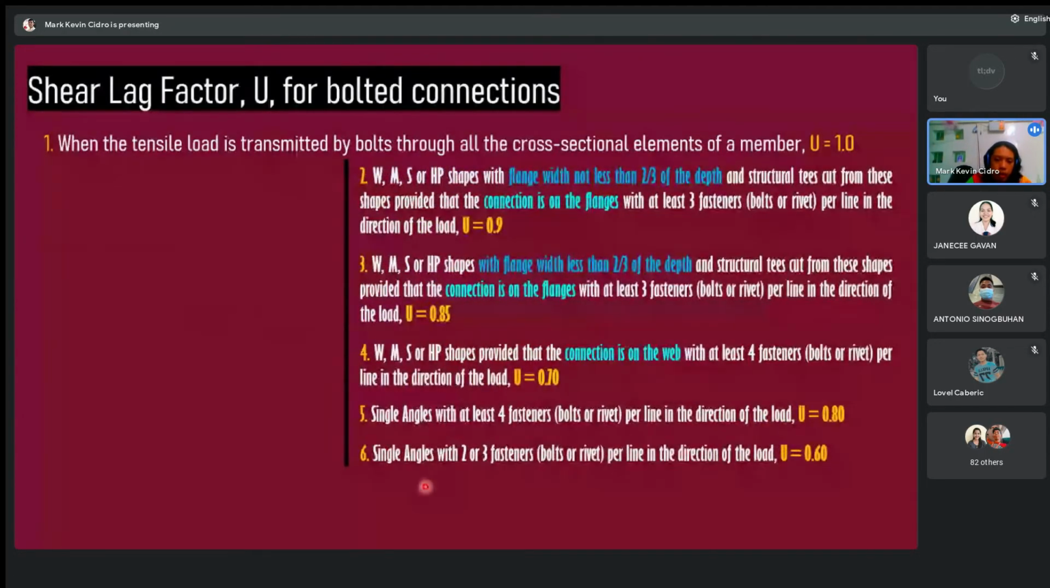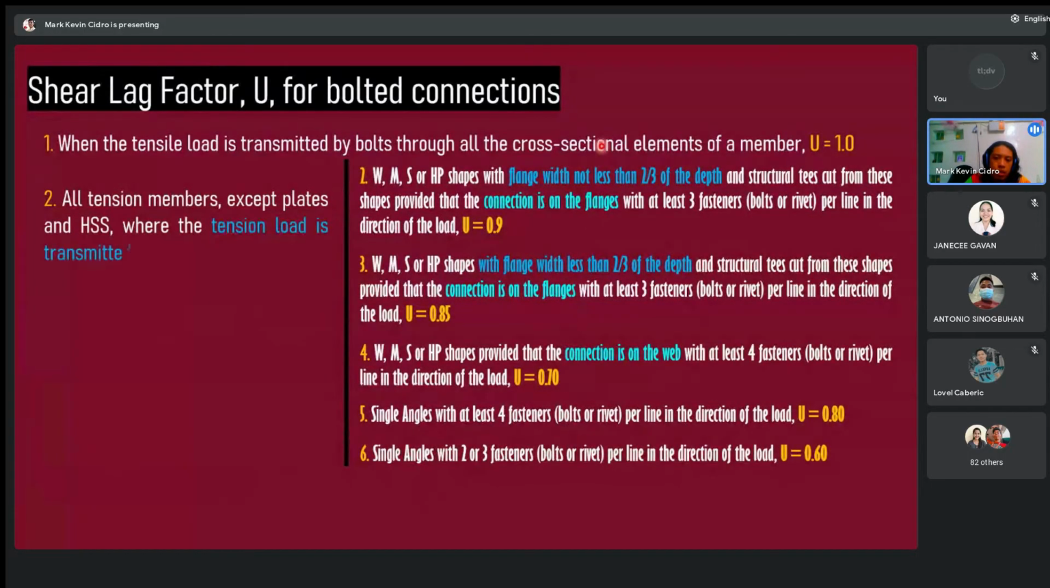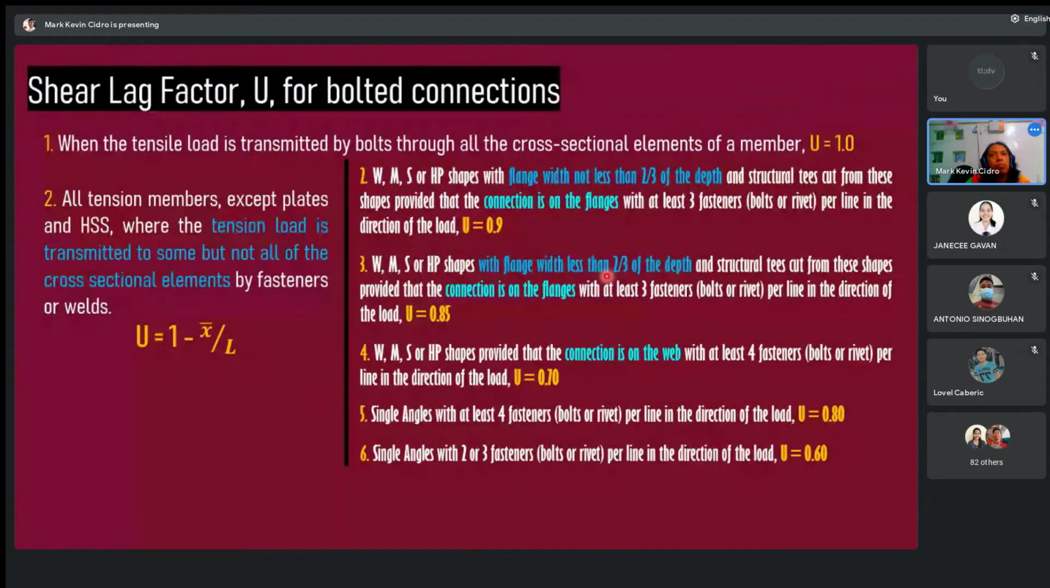Okay, then there is another one. I forgot the name. You can also solve the shear lag factor using this formula.